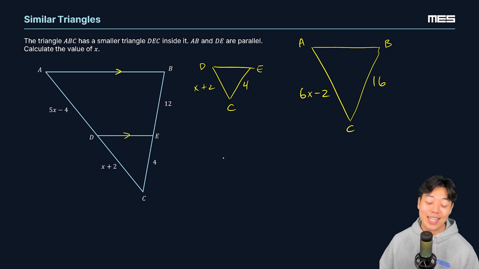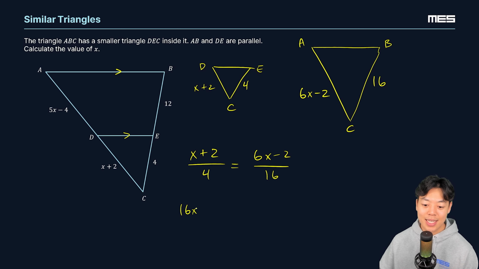And now we can create a proportion. X plus 2 is to 4 as 6x minus 2 is to 16. Cross multiply. We got 16x plus 32 is equal to 24x minus 8. Let's go ahead and solve. X is equal to 5. Just like that.